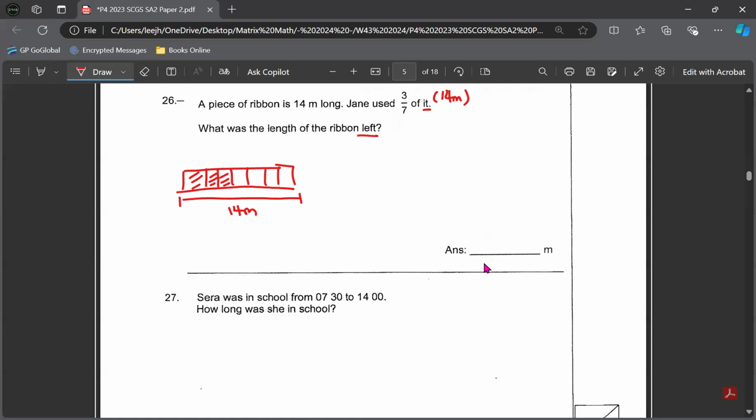So I want to find what is left, which is this here. So we can see 7 units is 14 meters. Look for 1 unit, 14 divided by 7, 2 meters. Left, 4 units. Find the value of 4 units. 4 times 2. Answer is 8 meters.